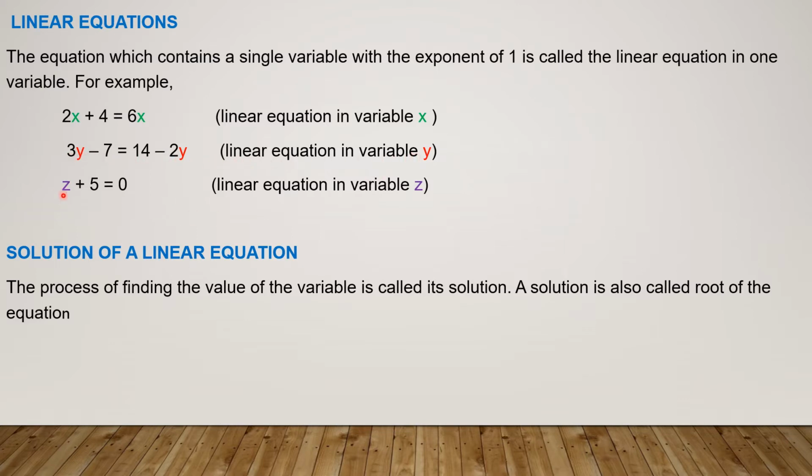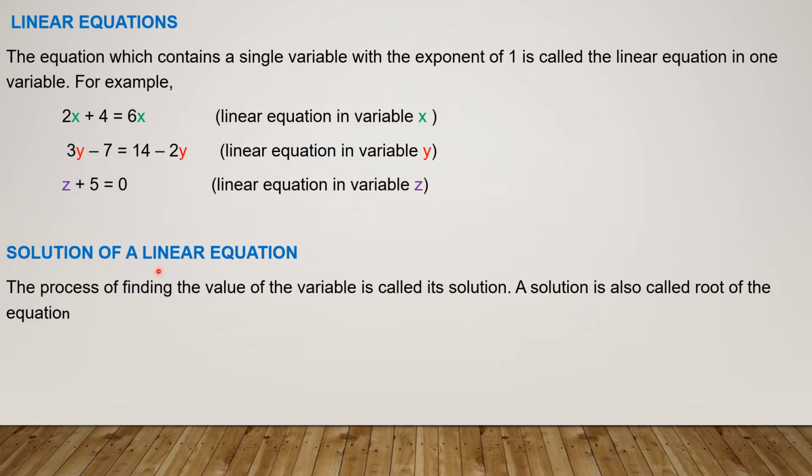See third example, z plus 5 is equal to 0. Students, in this equation again only the one variable is given to us, that is z, and whose exponent is 1. That's why this equation is called linear equation in variable z.